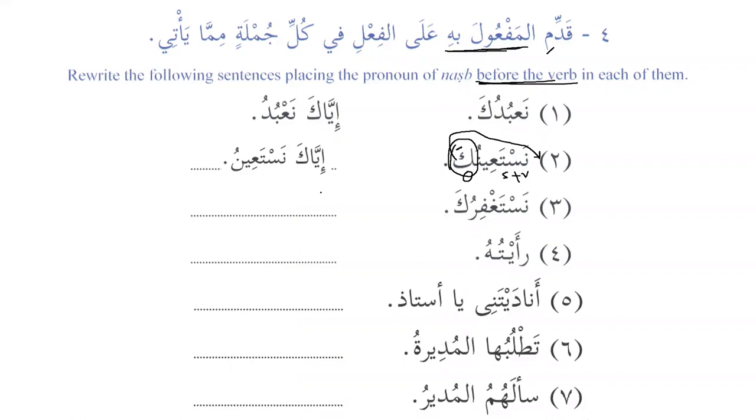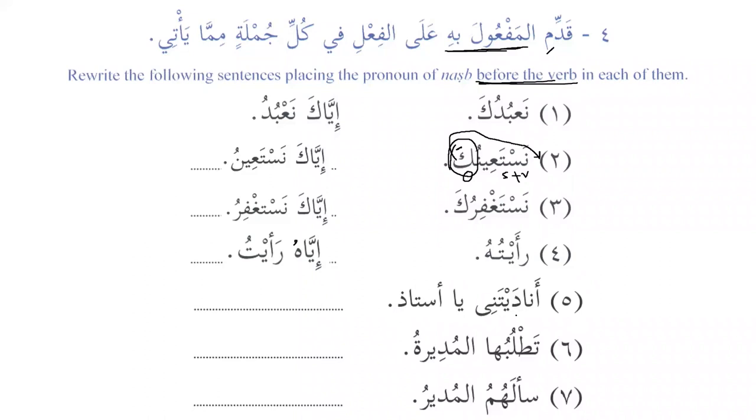Nastaghfiruka. We want to say that we only ask your forgiveness, or we only seek your forgiveness. So we will say iyyaka nastaghfiru. Iyyaka nastaghfiru. Only you we ask for forgiveness, Allah subhanahu wa ta'ala. Ra'aytuhu. I saw him. Now you want to say I only saw him. So how would we say? We will say iyahu ra'aytu. I saw only him.